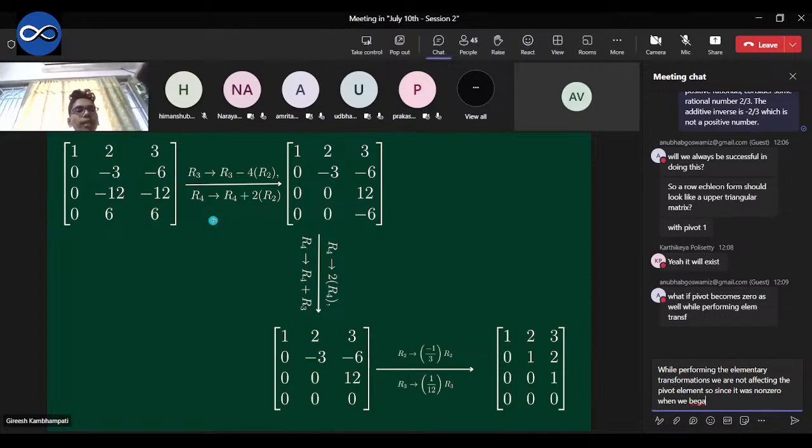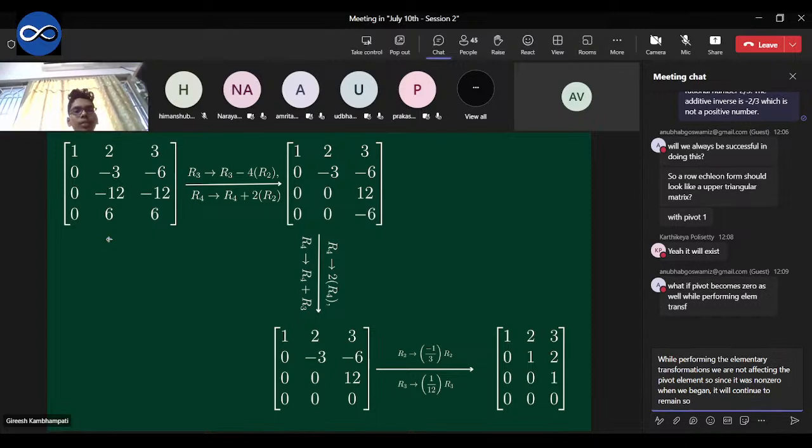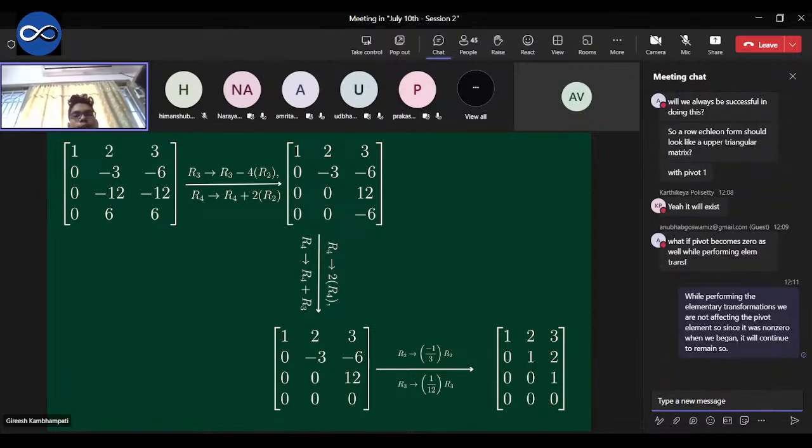Like we considered R3 minus 4 R2. We got the second element of the third row as 0. Similarly, we are doing R4 plus 2 R2. By doing that operation, we get the second element also 0. This way we got 2 zeros.